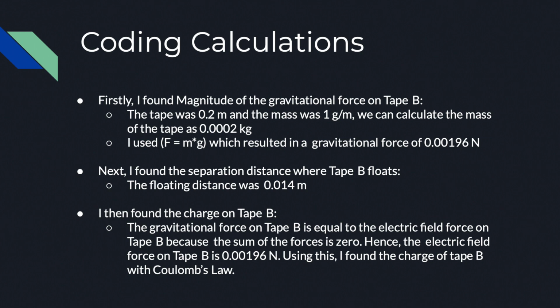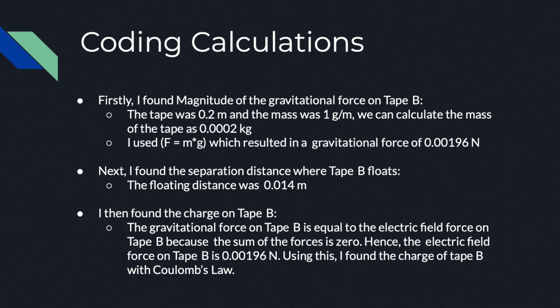For my calculations, I first found the magnitude of the gravitational force on tape B. The tape was 0.2 meters and the mass was 1 gram per meter. We can calculate the mass of the tape as 0.002 kilograms. I used F equals mg, which resulted in a gravitational force of 0.00196 newtons. Next, I found the separation distance where tape B floats. Said distance was 0.014 meters.